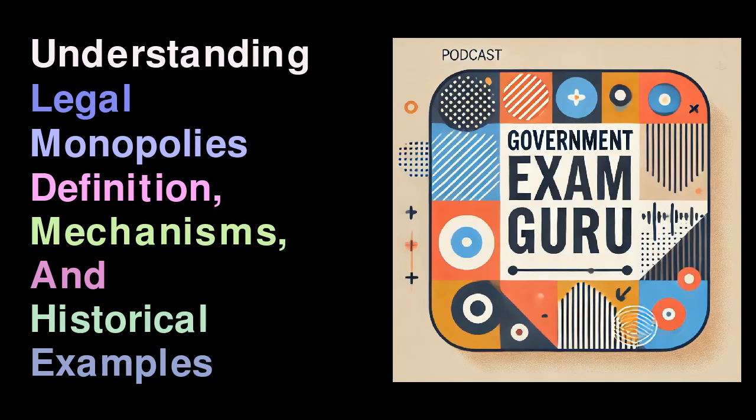Understanding legal monopolies: definition, mechanisms, and historical examples. What is a legal monopoly? A legal monopoly is a form of monopoly that is established and sanctioned by governmental authority.